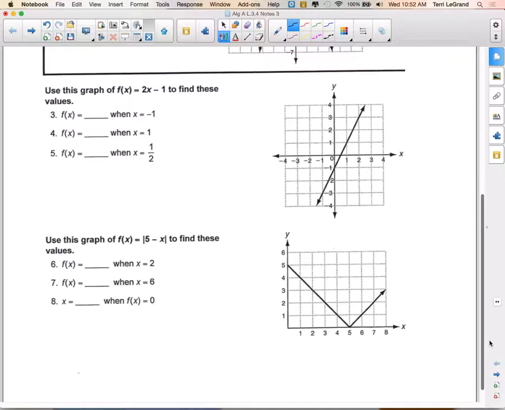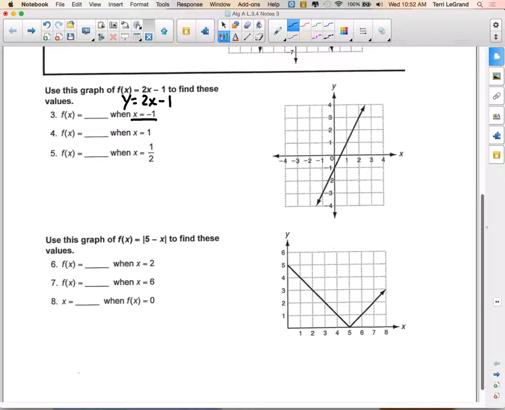Use this graph of f of x equals 2x minus 1. Remember, that can be rewritten as y equals 2x minus 1. So we're going to use that. Instead of us having to make a table, the graph's already made for us. So we're kind of like using the graph to get the points that help them make this. So we're going to find f of x when x equals -1.